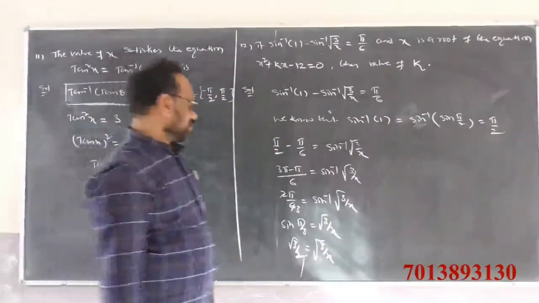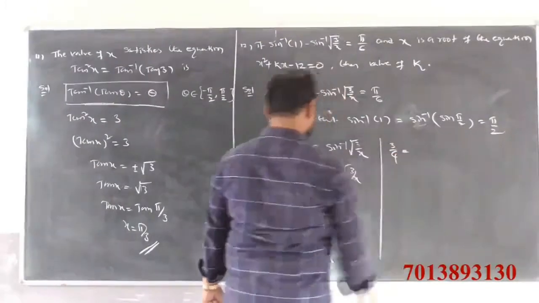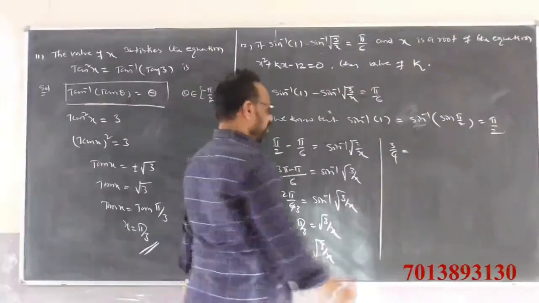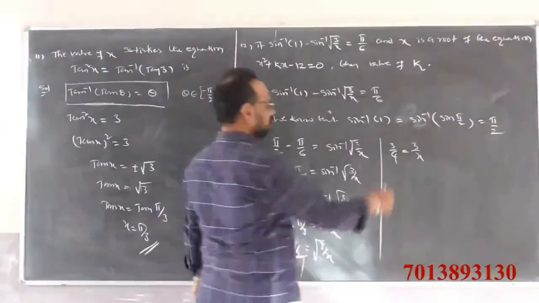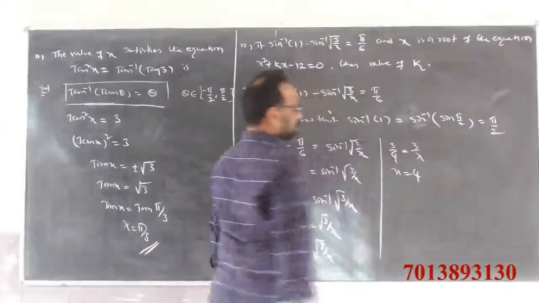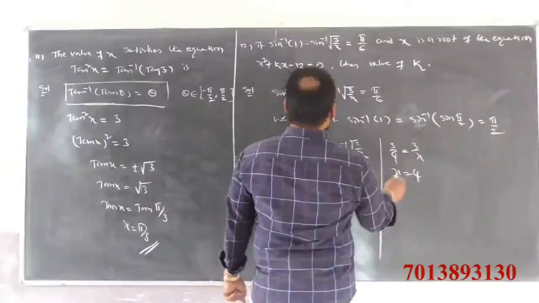We want the x value. So squaring on both sides we get 3 by 4 is equal to 3 by x. The 3 gets cancelled, so the x value is clearly 4. X value how much? 4. So x is the root of the given equation.